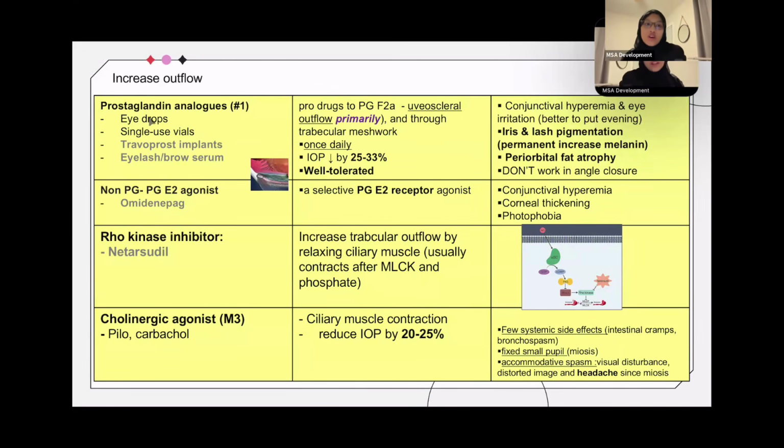They can come in eye drops, they can come in single use vials to reduce allergies and stuff. This is inside the eye itself so that they don't have to put the drops. And then there's other serum type things. Anyway, these are analogs to prostaglandin F2A, which are found in the eye. They cause increased outflow, primarily through which pathway? Through the pore pathway, uveoscleral outflow.